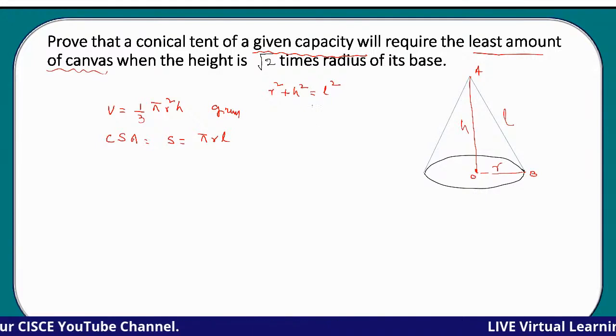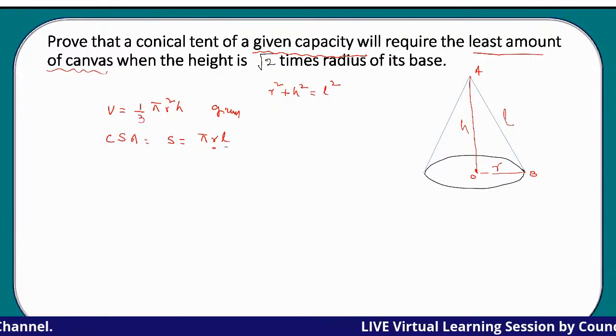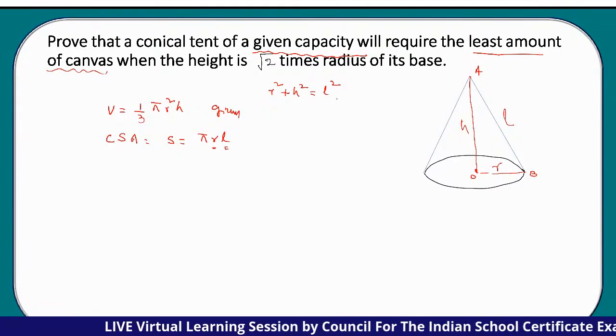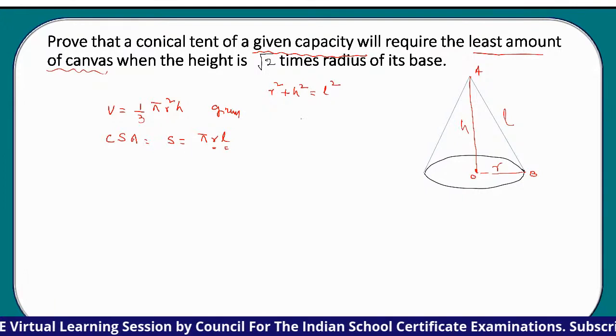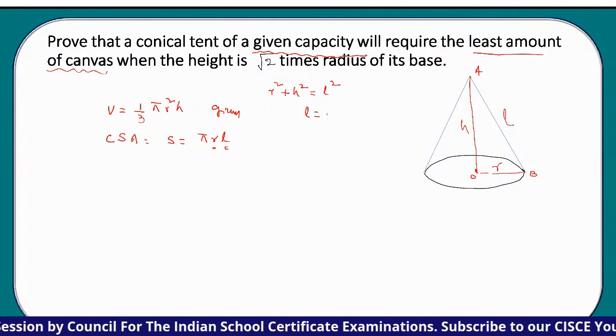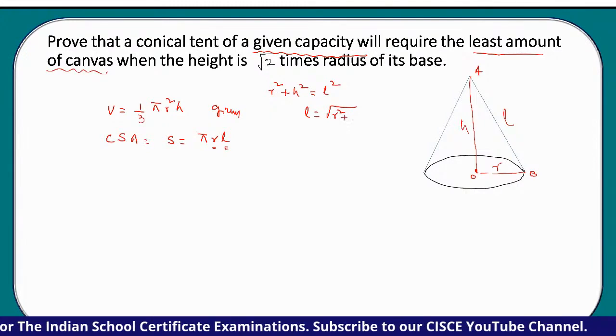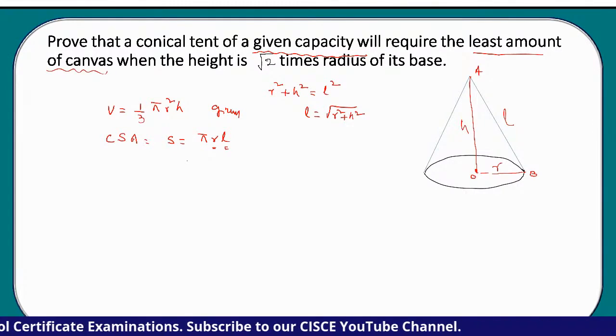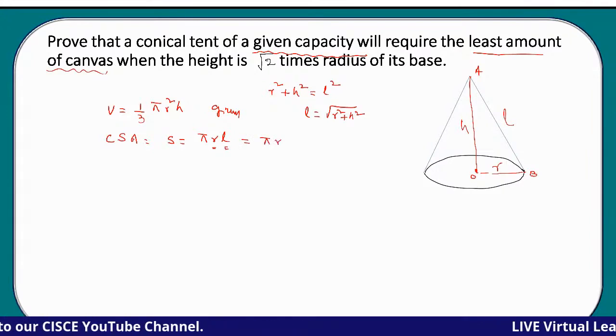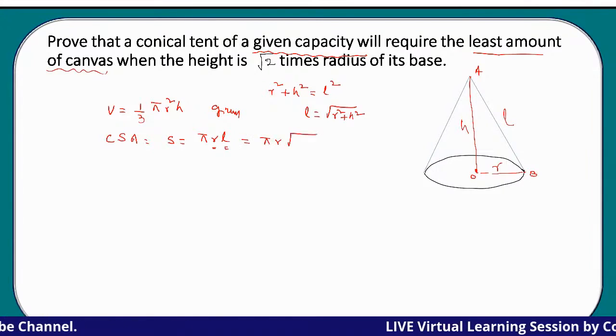Now from this relation, there are two variables R and L. With the help of the relation R square plus H square is equal to L square, you can write L is equal to under root of R square plus H square. So thereby the surface area S can be written as pi R into under root of R square plus H square.